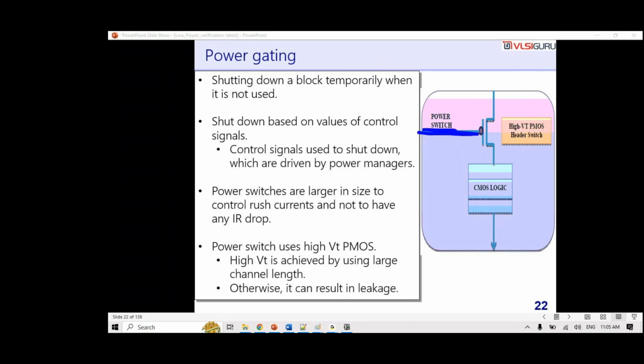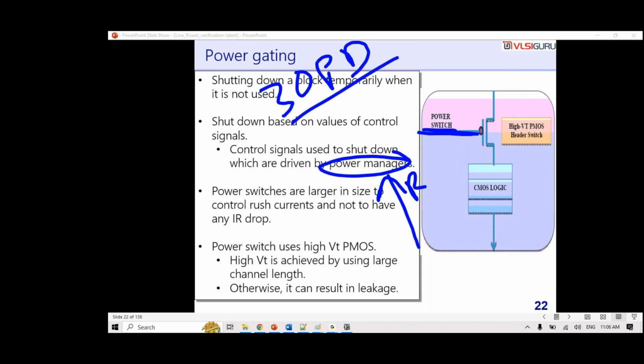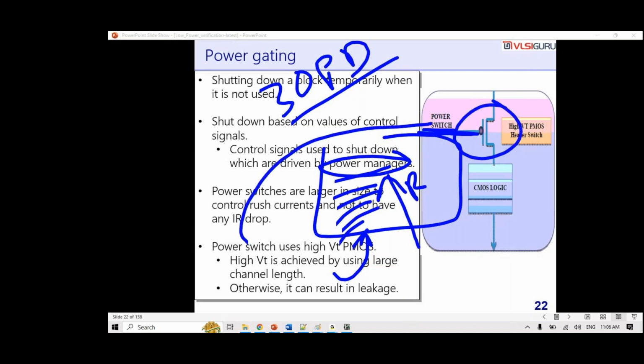These control signals come from what? Power management, power managers. Who controls the power managers? Power managers have registers specific to each subsystem, each domain. Let's say your chip has 30 power domains. Assume your power manager will have 30 registers where you configure a specific value. When you program that register, that will in turn generate a signal which will cut it off. You understood? It'll all come through register programming only.